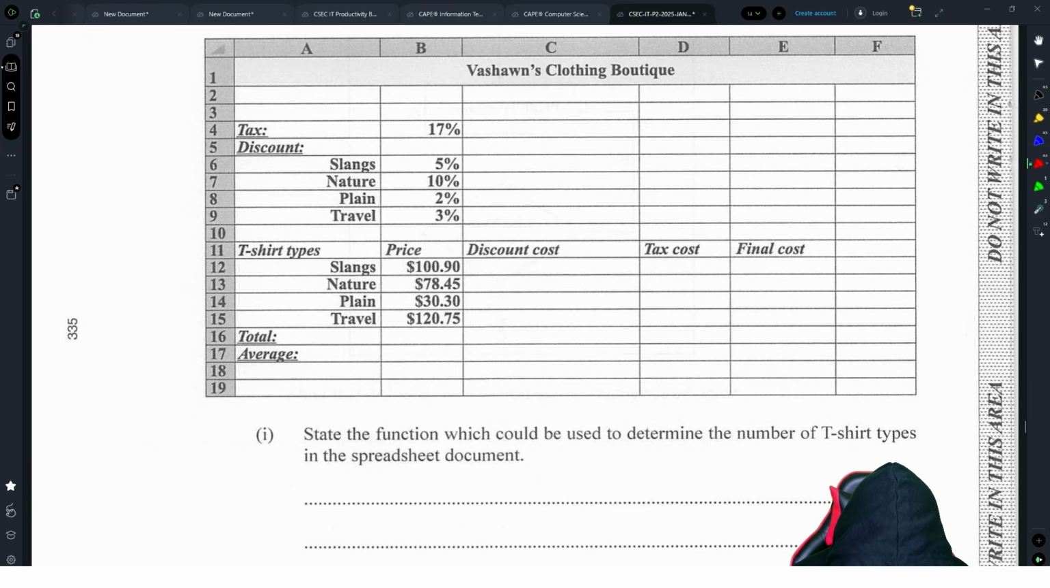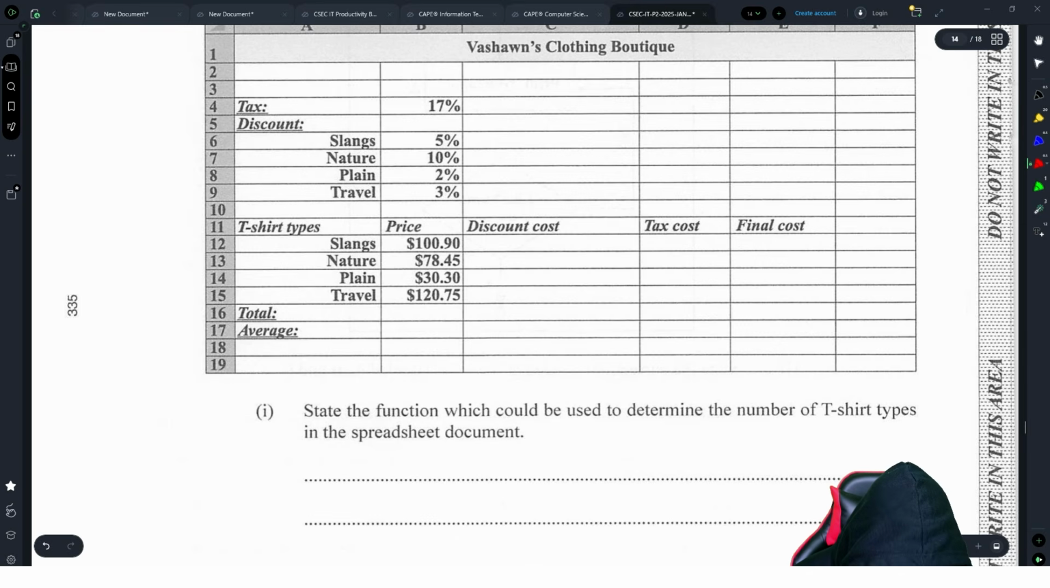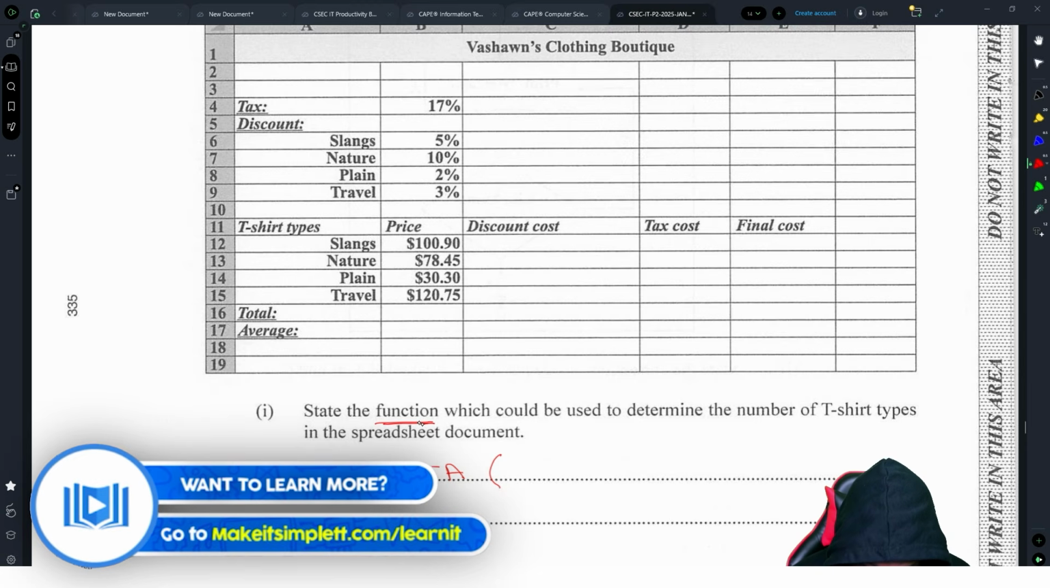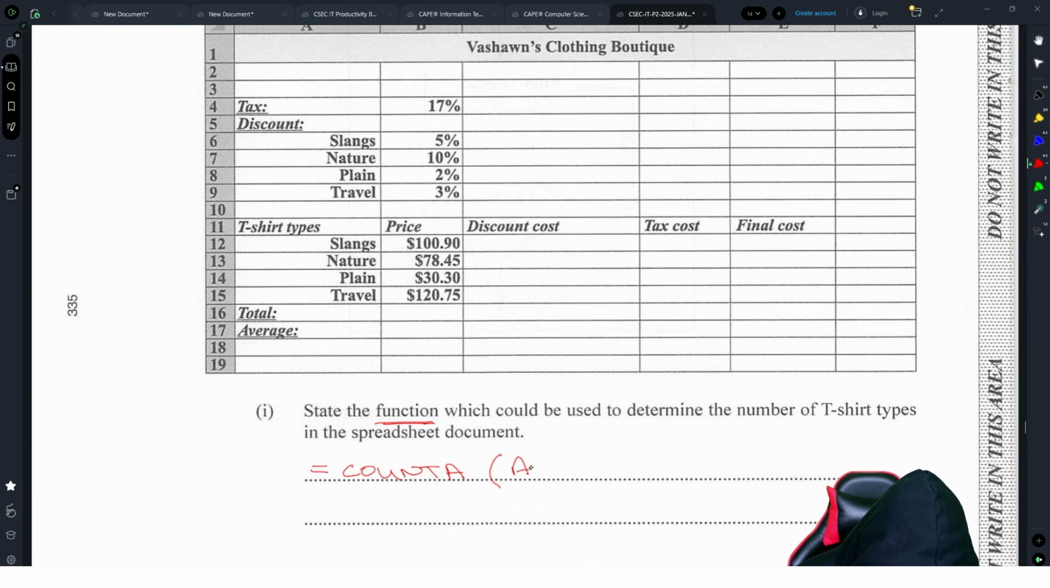Alright, state the function that could be used to determine the number of t-shirt types in the spreadsheet document. Number of t-shirt types. That would be equal COUNTA. Well, they asked to state the function, so you can either state the function or state what has to be put in. I'd rather put the whole thing in, because maybe they want you to put the whole thing in. So that's COUNTA from A12 to A15. COUNTA means count all, so we're basically going to count this block here. Anything that's inside there. COUNTA means count every single thing, meaning if it's a word, if it's a number, whatever it is, we count it.